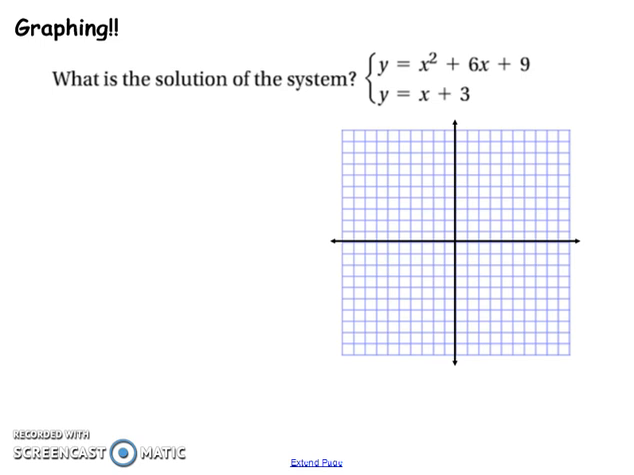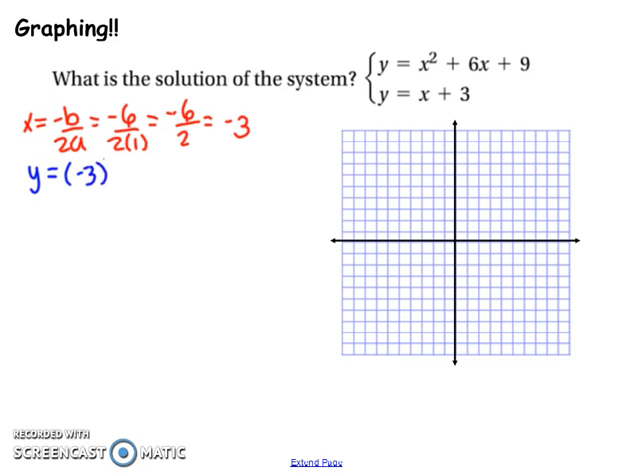So we have two functions. We have a quadratic and we have a linear. So if we take that quadratic function and we try to graph it, we can find the vertex by doing negative b over 2a, which is going to be negative 6 over 2 times 1. So negative 6 over 2. We get negative 3 for x. So that's the x value of the vertex. Now we plug it in to find the y. So y equals negative 3 squared plus 6 times negative 3 plus 9. Okay, and when we solve that, we end up getting 0.